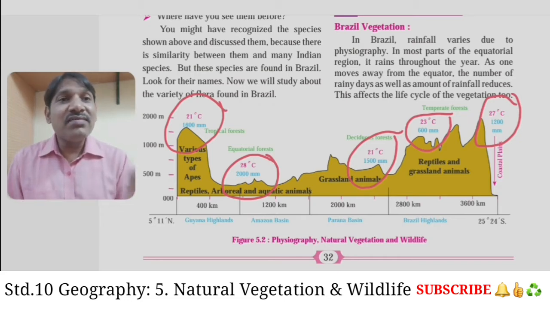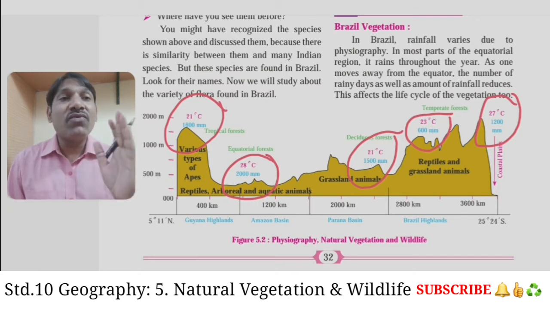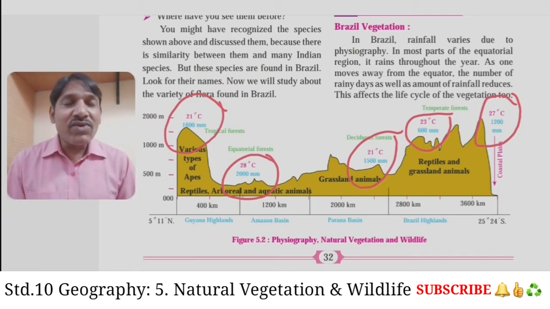Why? What is the reason behind it? Because of the variations in temperature, variations in physiography, variations in climate. So this is the reason. Because of that we have variations in vegetation and species of vegetation also. Okay, students, have you understood this much?